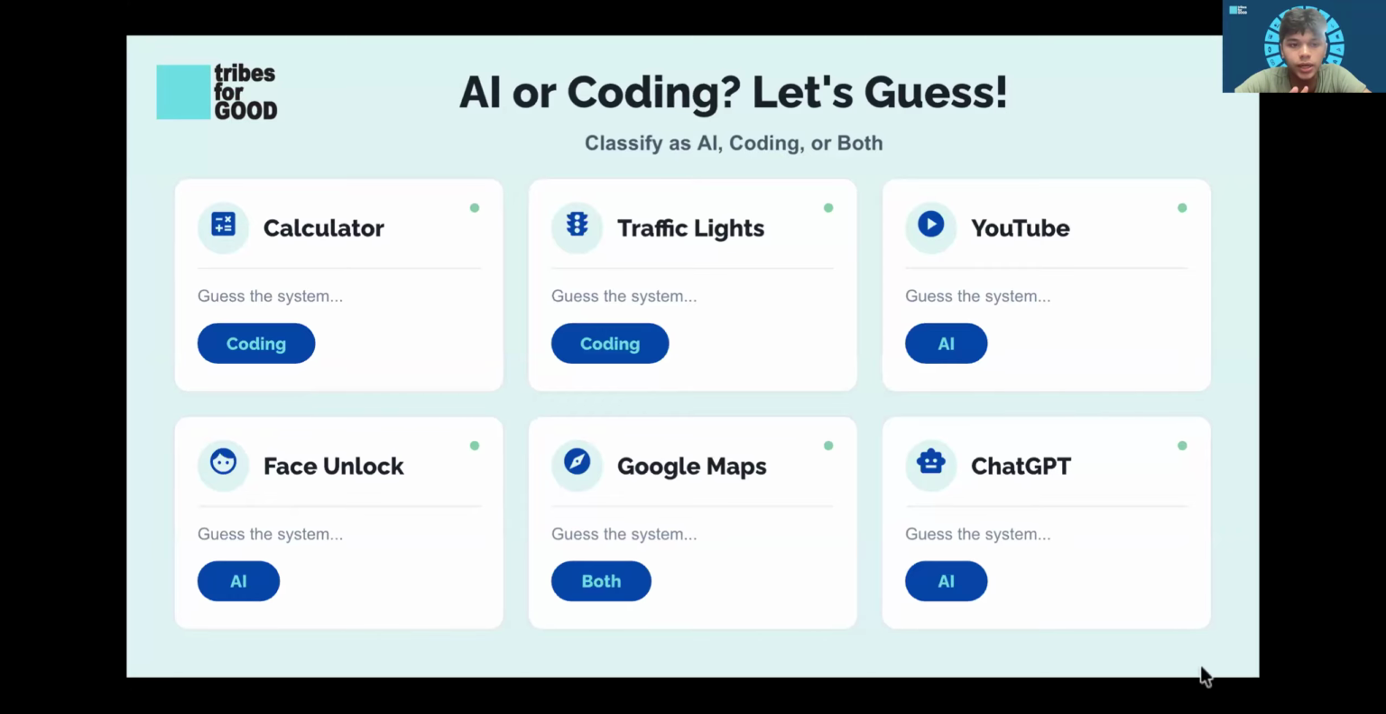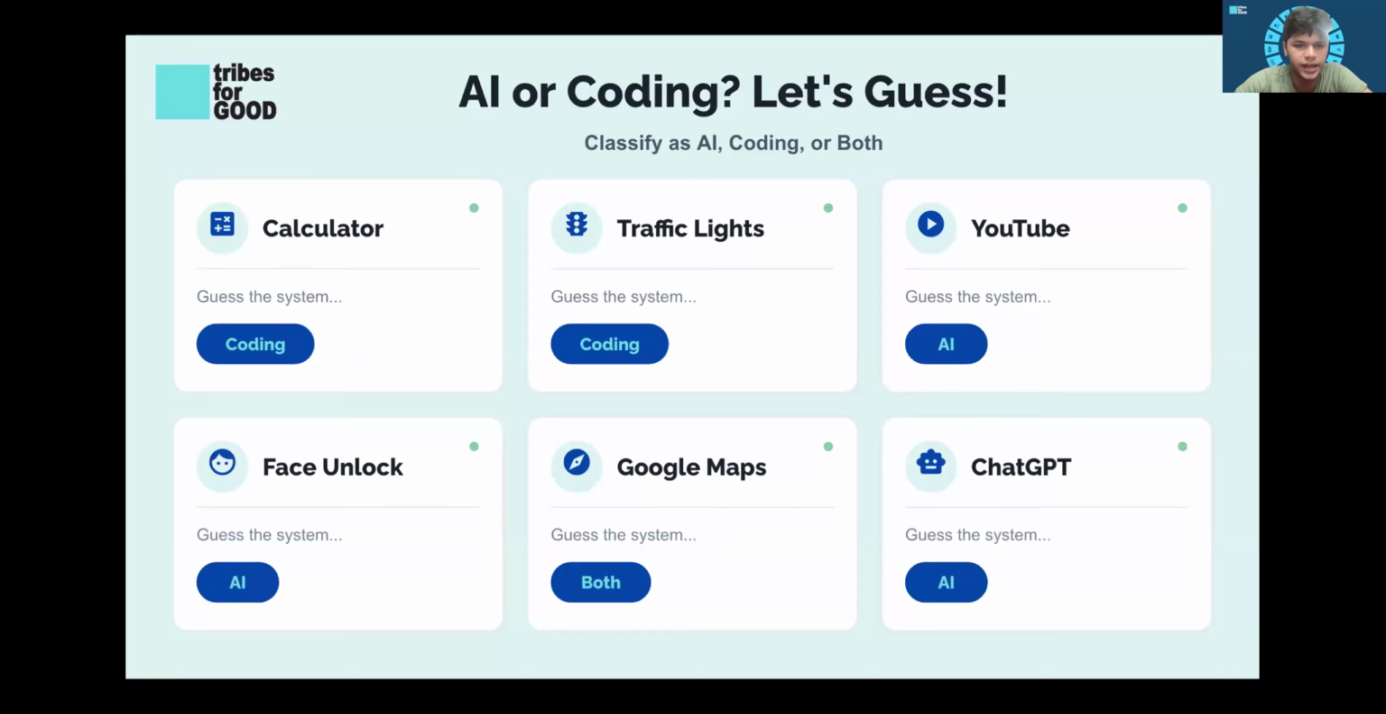In Google Maps, both are used. First is coding, which gives you a route, but AI will tell you the shortest route possible at that given time. So if there is some blockage, Google Maps tells you that there is a block in the road, so you should not take this route. You should take the other route, which might be lengthier, but you will reach earlier.